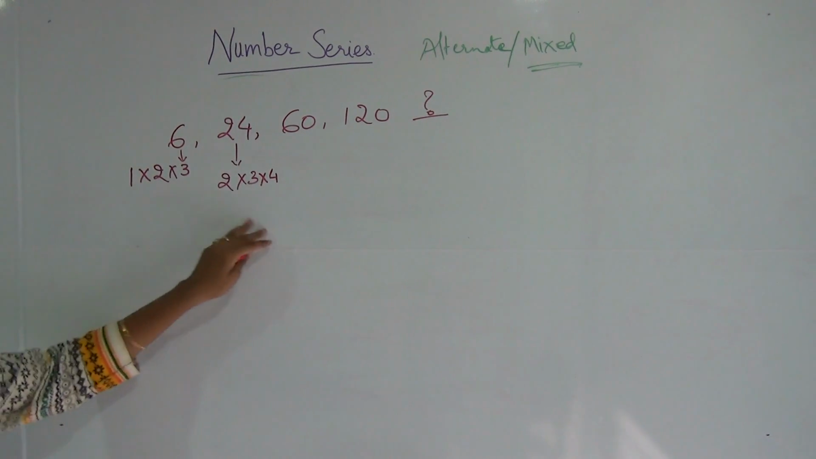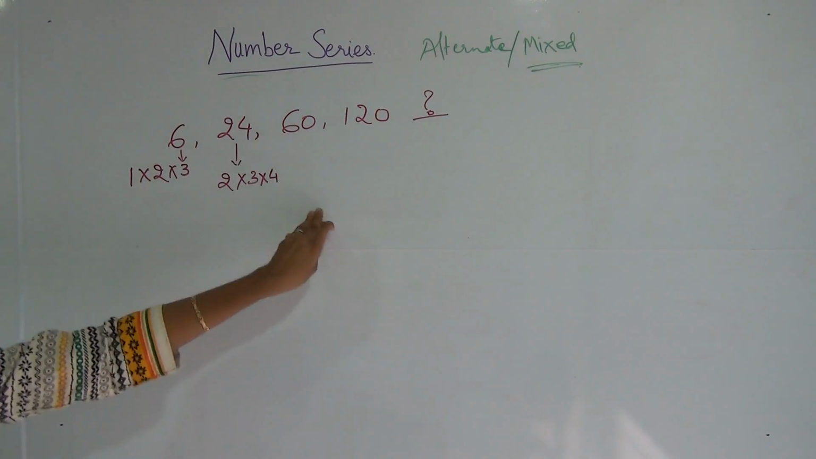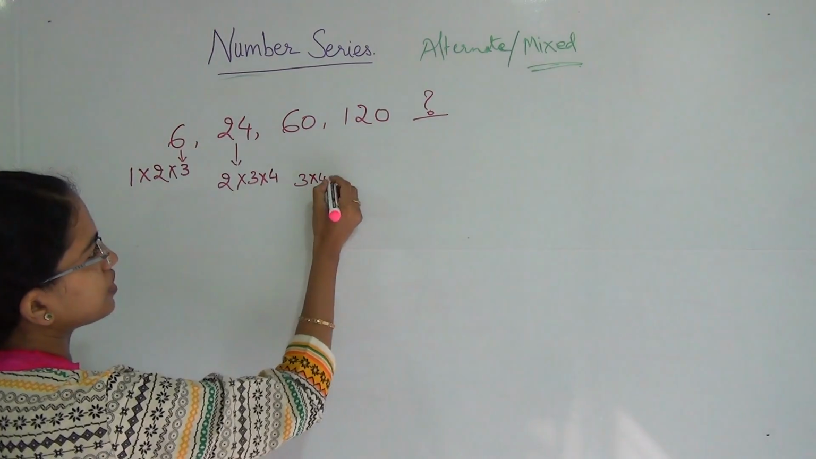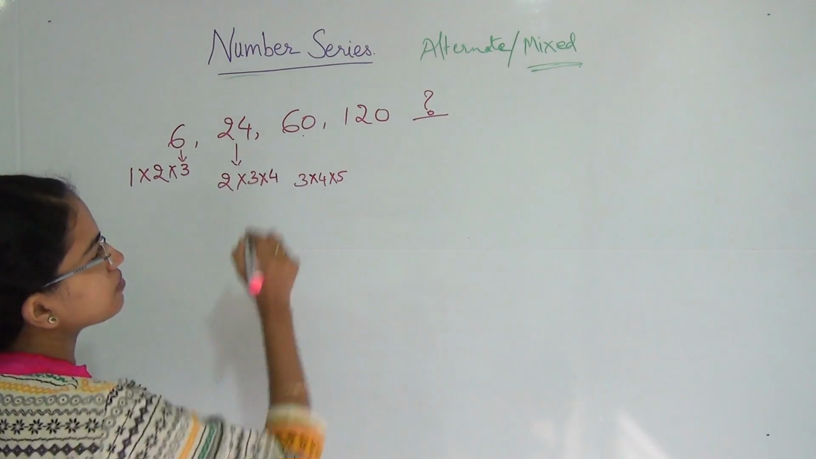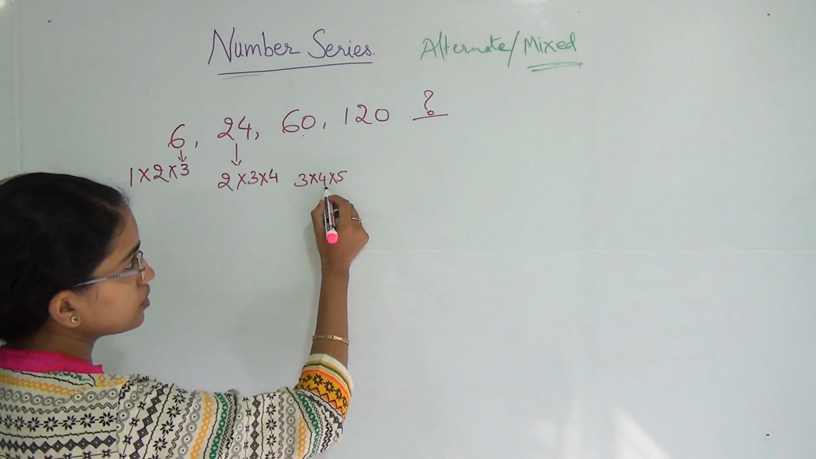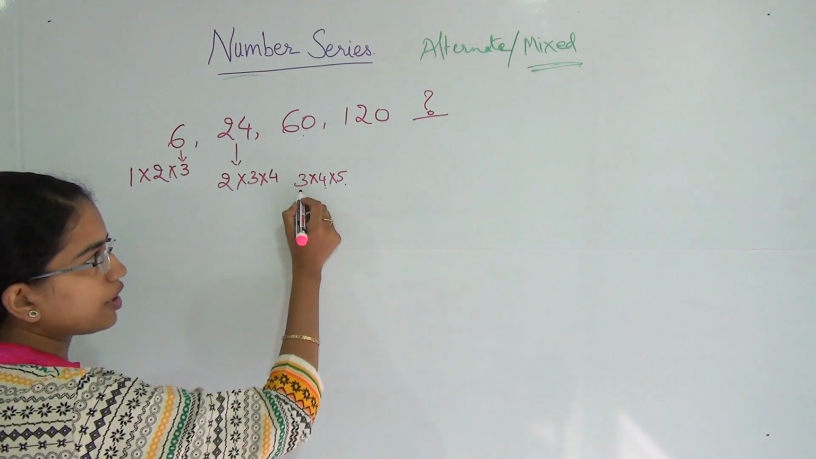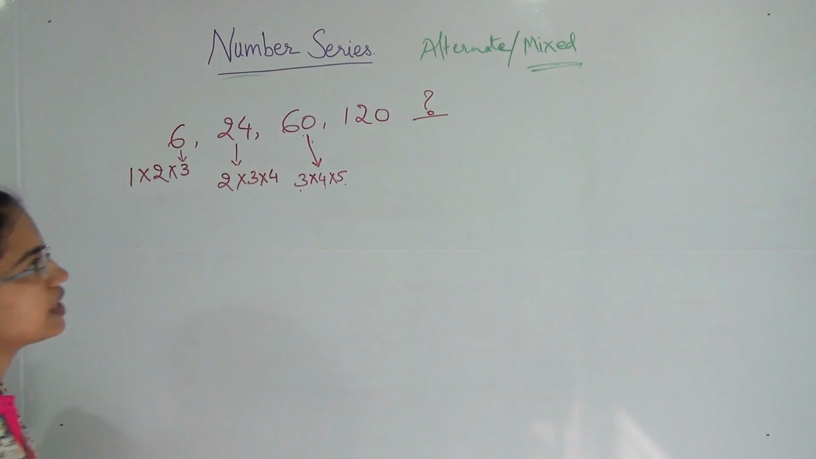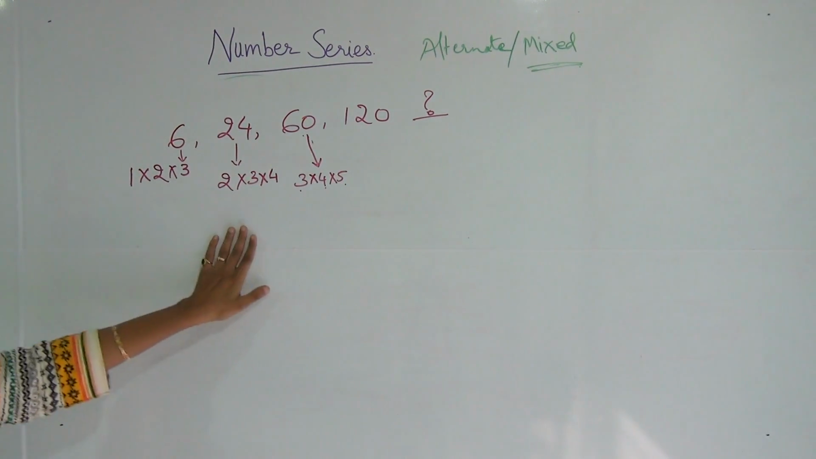Now if I am trying to follow the same series, let me see if this works out for 60. If I say it is 3 into 4 into 5, will that form 60? Let me check. So 4 into 5 is 20. 20 into 3 is 60. So this works perfectly. That means the way I am following is correct.